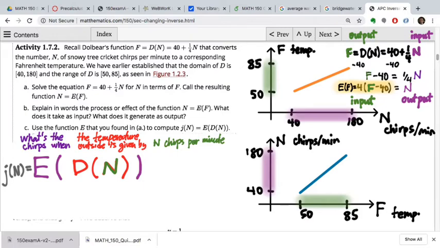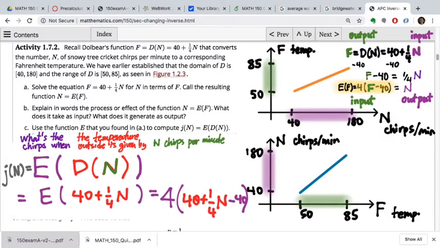So if we actually do out this algebra, e of d of n is e of 40 plus 1/4 n, which is 4 times the quantity 40 plus 1/4 n minus 40. And when you do out the rest of this simplification, what do you get?